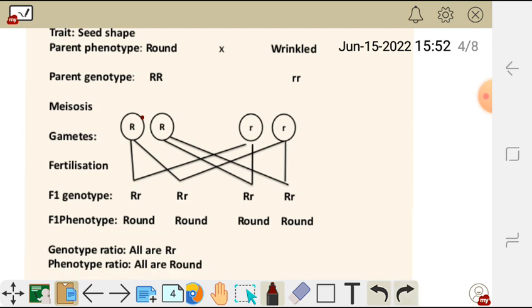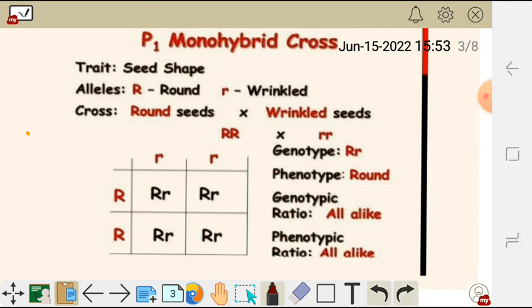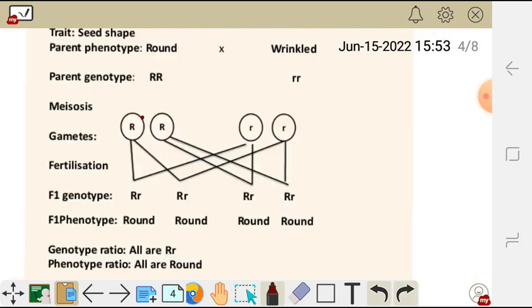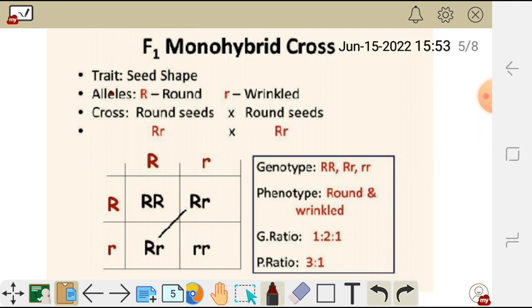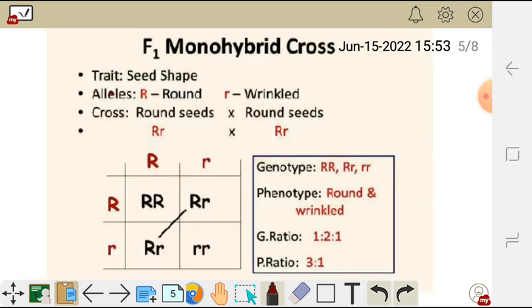So this is the genetic diagram, and this is a Punnett square. So it is the same way of illustrating a monohybrid cross. Okay, so let's cross these offspring here. We see what we are going to get. If you cross the offspring, we are going to use the same method where we identify the trait. The trait in this case is the seed shape. Alleles, we have capital letter R, which is for round, and small letter r, which is for wrinkled.